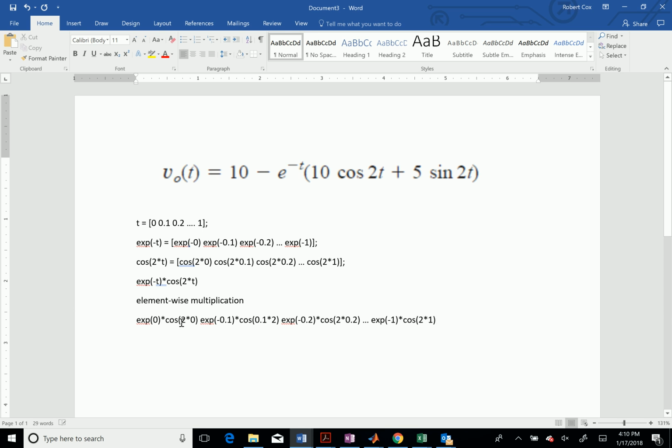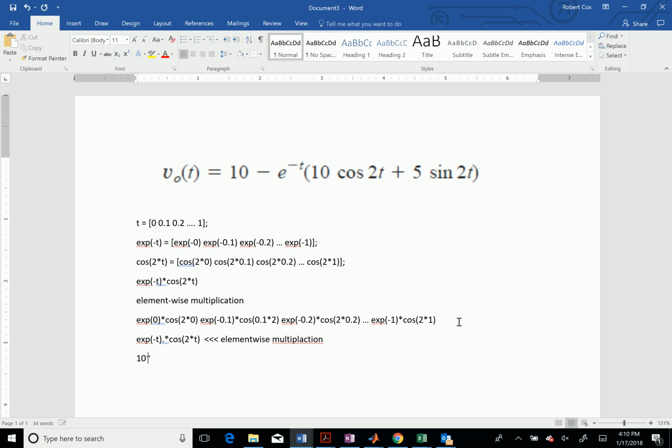This is what we call element-wise multiplication. Every element in the first vector multiplies its corresponding element in the other vector. So the way we do that in MATLAB is I say I need to multiply exp of minus t dot multiply cosine 2 times t. Dot multiply, this is what we call element-wise multiplication.